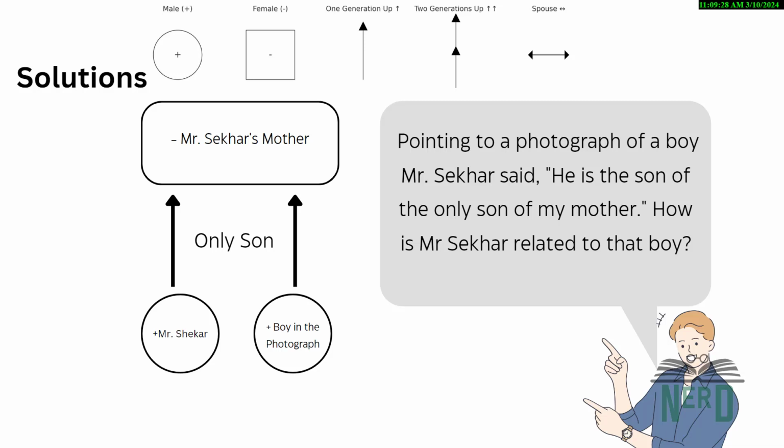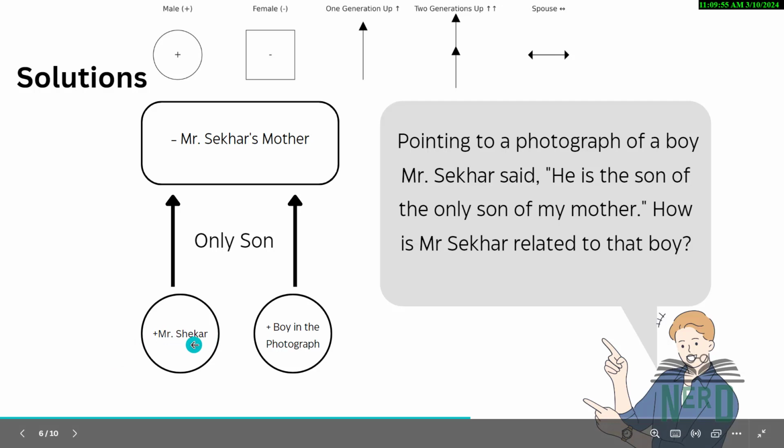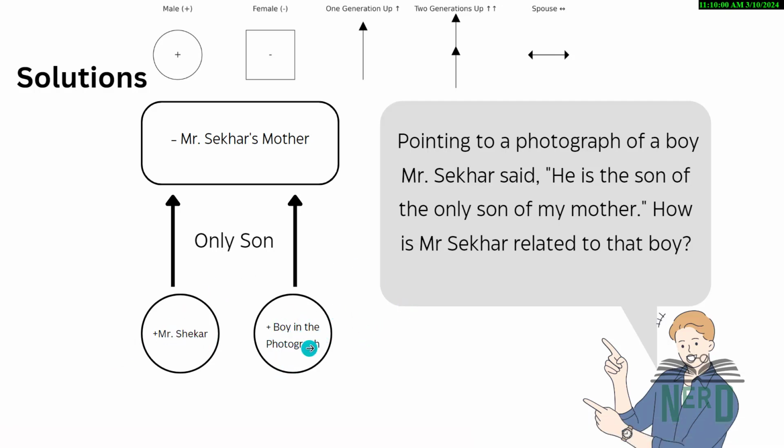So let's break it down. Picture this, you have got a photo of a boy and Mr. Sekhar standing right next to you. But who's this boy to Mr. Sekhar? That's the kind of question. So we draw two circles. One for the mystery boy that he's pointing to, and one for Mr. Sekhar. In one circle we write Mr. Sekhar, and in the other the boy in the photograph. As they are male, that's why we draw circles.